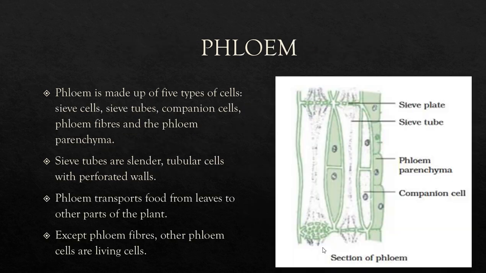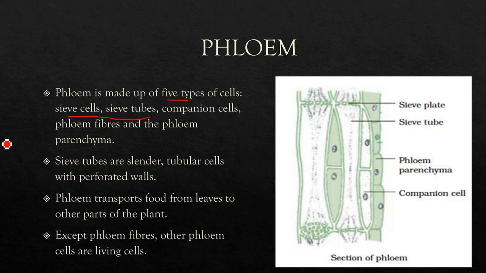Phloem is made of 5 types of cells. In many of the books you will study 4 types of cells. So what happened here? Your NCERT is mentioning sieve cells and sieve tubes separately. That's why they are telling you 5 types of cells are present. But in most of the books it is written as sieve tube elements, which constitute both sieve cells and sieve tubes.